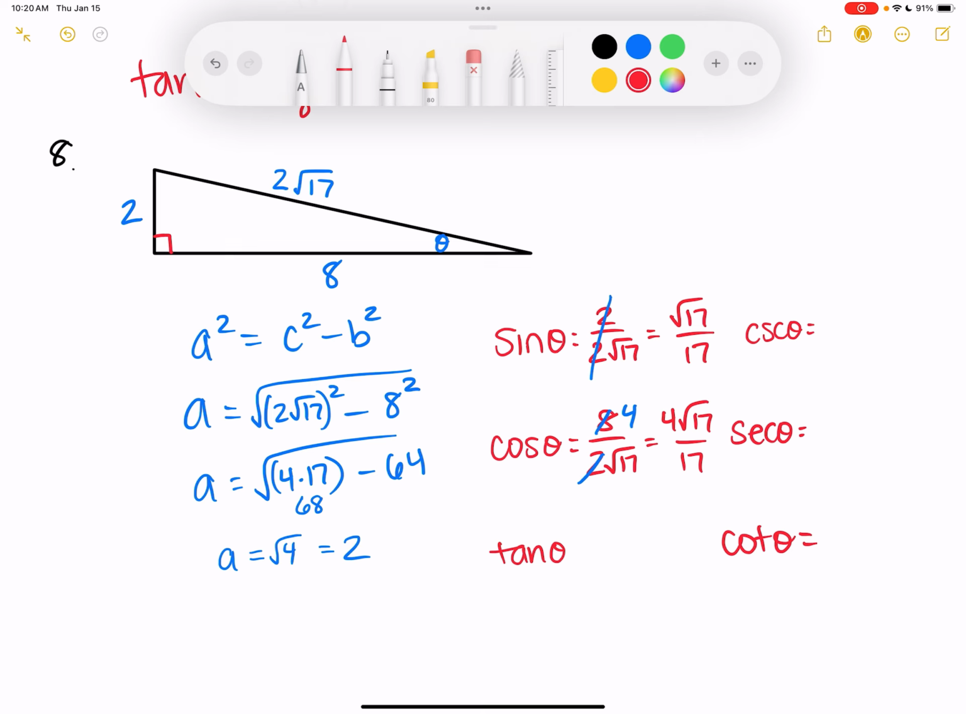Tangent, opposite over adjacent, so that's 2 over 8. If you can in your head go straight to the reduced value of 1 over 4, you're welcome to do that as well.